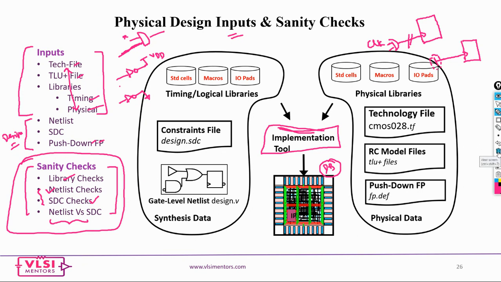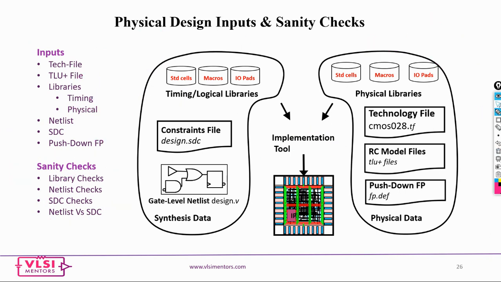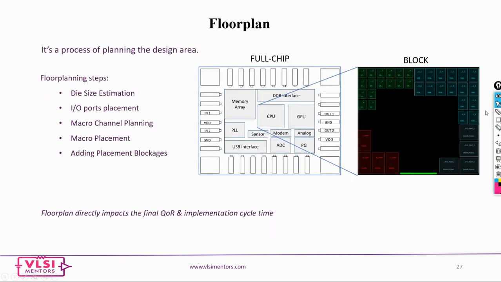So that is the first step. Inputs: you need to load all the inputs in the tool and then do the sanity checks. That's the first step. And the next one is your floor plan. Look at this. It's a process of planning the design area.